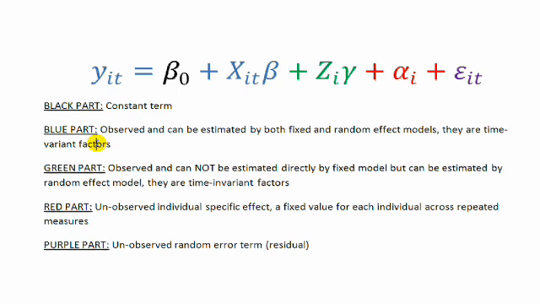type of measure. Now, the green part of this model are time invariant factors, so things that don't change over time. So, like sex, age, I guess, in this situation would also be a time invariant factor, things that are kind of stable across the observations. Now, in a fixed effect model, these cannot be estimated, whereas in the random effect model they can be estimated.